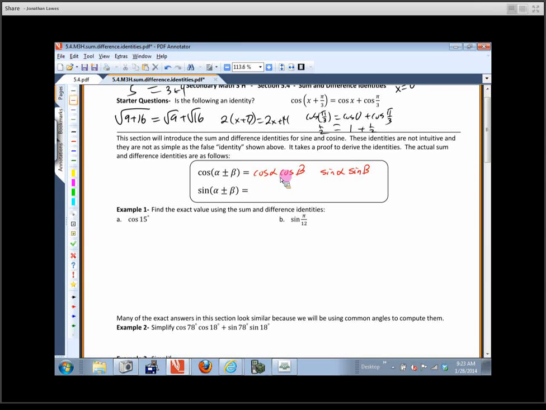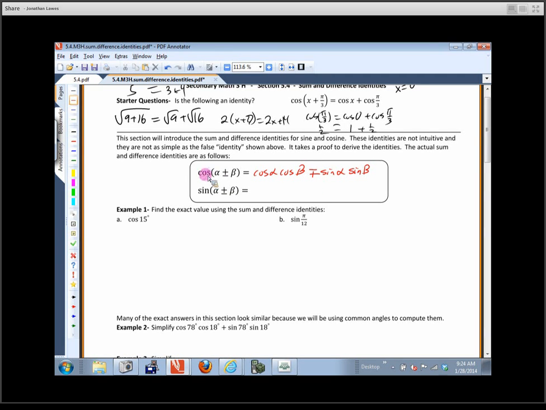Now, because this one's my favorite and these two are the same trig function, I have to use the opposite operation here. Because these two are the same, if this was a plus, I'm going to write a minus. And if it was a minus, I'm going to write a plus. Now, you can write these as two completely separate identities.